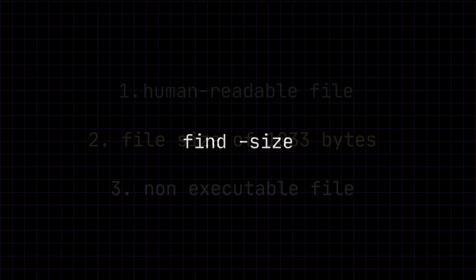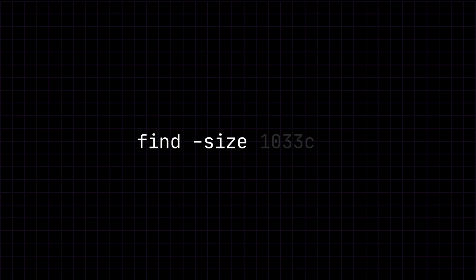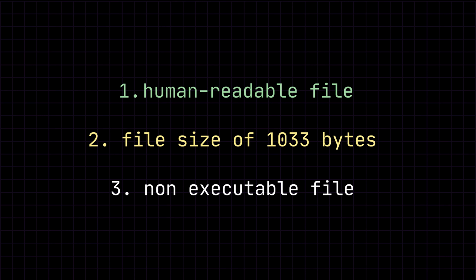We use the size primary to specify the file size along with its unit. In our case, we use the suffix C to represent bytes. Although C stands for character, it is used for bytes because one character typically takes up 1 byte of data. That should satisfy our first two conditions.